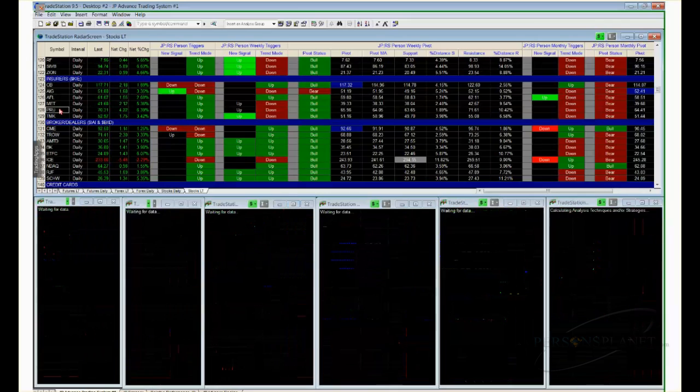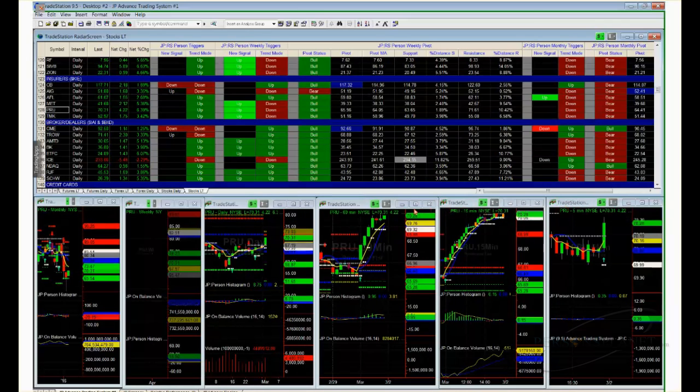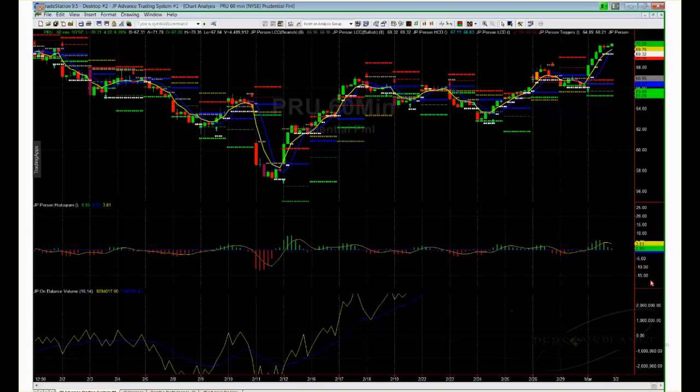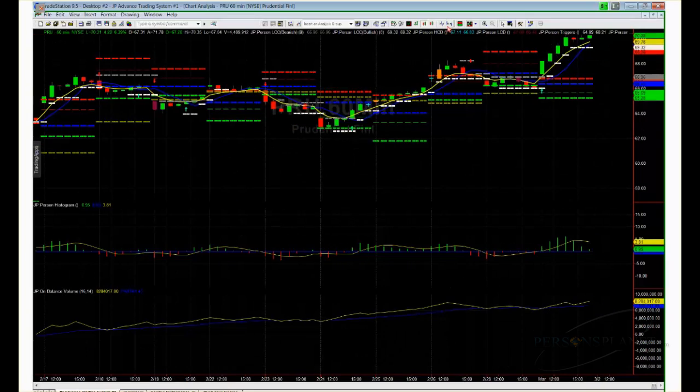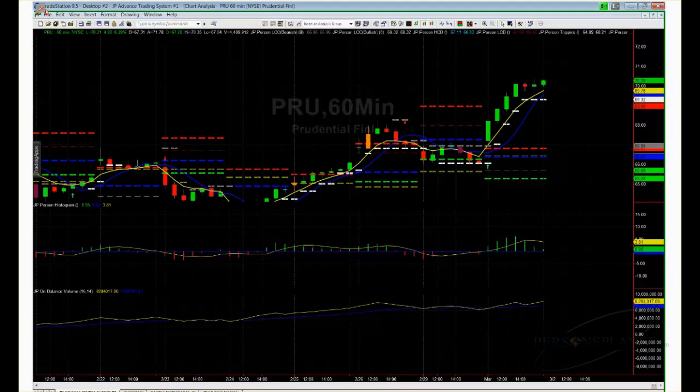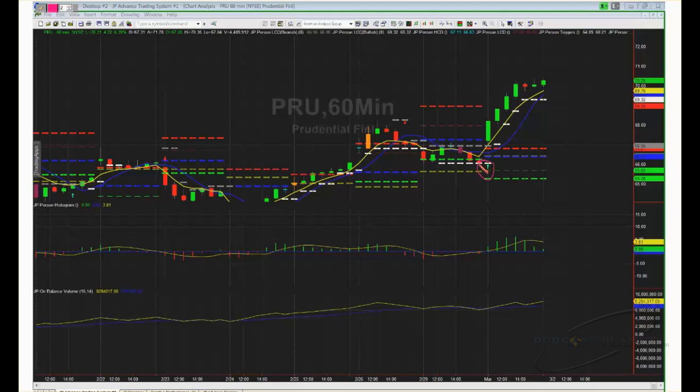If I wanted to look at something dynamic, let's go and look at Prudential. So Prudential generated a 60-minute buy signal earlier today. And if you notice here, where's the buy signal? It's right there. There's your buy signal. It generated gapped higher. And as soon as that 60-minute closed, a white line in the sand developed.